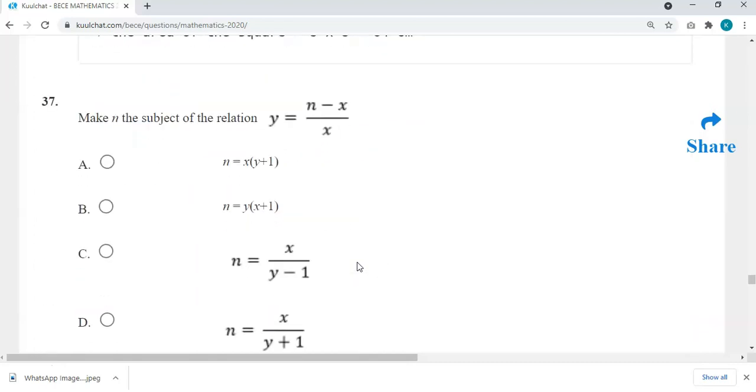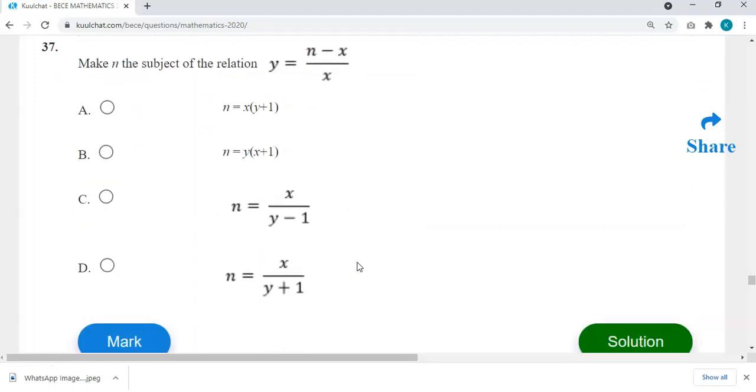Okay, so we move on to question number 37. It says make n the subject of the relation y is equal to n minus x, all over x. Like I always say, if there is a fraction, get rid of the fraction by finding the LCM of the denominators. Now y is the same as y over 1, then you have x. So you multiply both sides by the LCM, which is x, so that we can get rid of the fraction. Then later we can simplify.